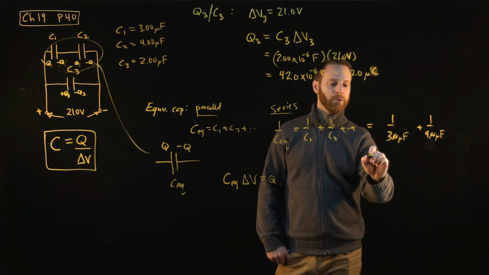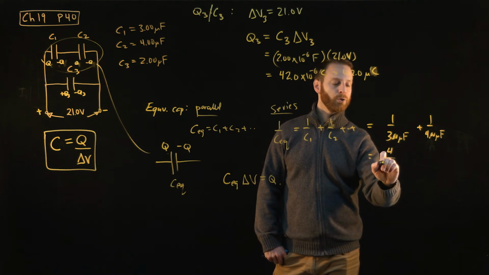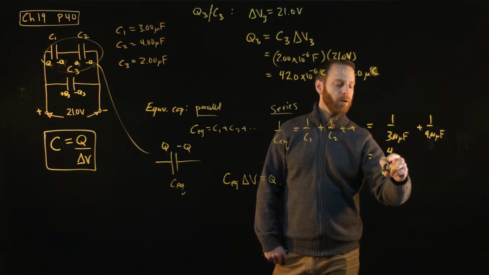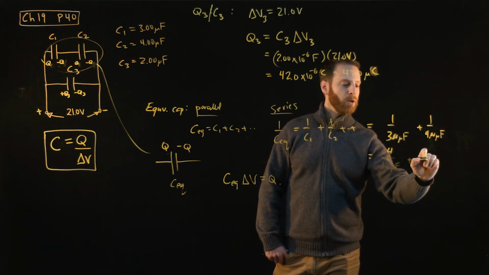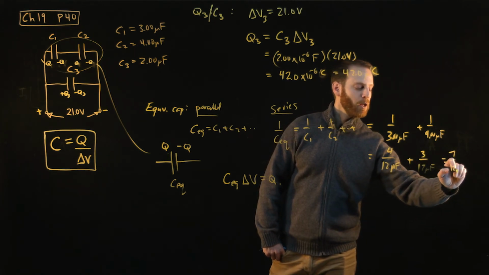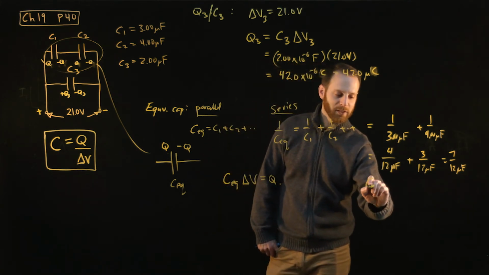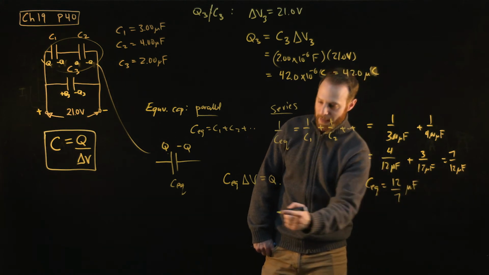plus 1 over 4.00 microfarads. 1/3 plus 1/4, I suppose we can multiply this. This is the same as 4 over 12. I multiply top and bottom by 4. That's 4 over 12 microfarads. Multiply top and bottom by 3. That's 3 over 12 microfarads. So this is 7 over 12 per microfarad for the inverse of the equivalent capacitance. That means that the equivalent capacitance is equal to 12 over 7 microfarads, and that's what we can plug into this.